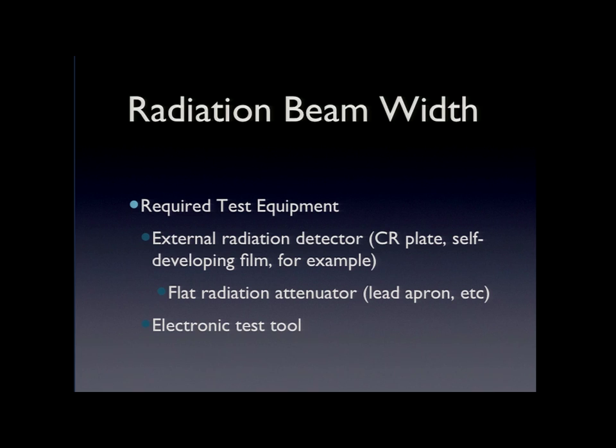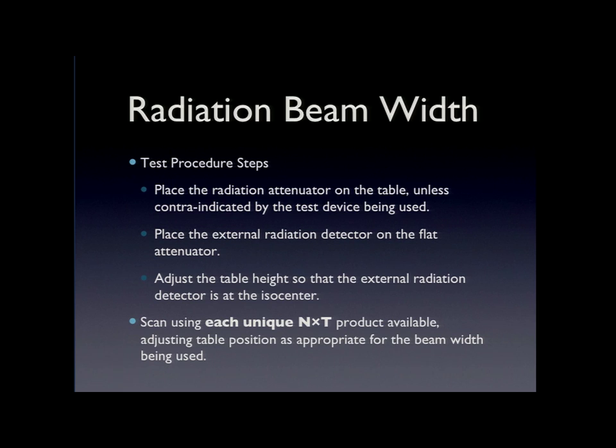So there's different test equipment that you can use. You can use a CR plate, some kind of self-developing film. We use Gafchromic film to achieve this. It's good to have an attenuator underneath it to help get a better distribution of the dose if you can. There are some electronic test tools out there that you can use, but we found that the method of using the Gafchromic film is most efficient.